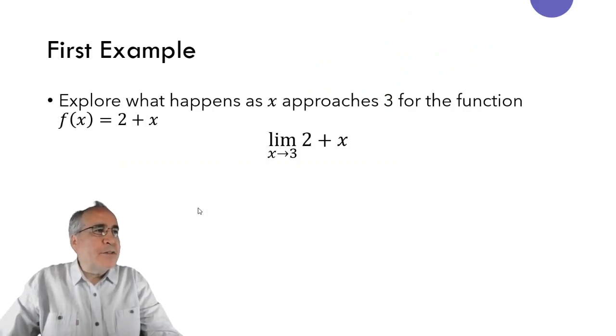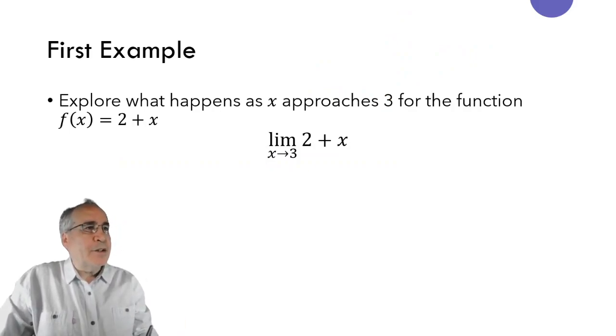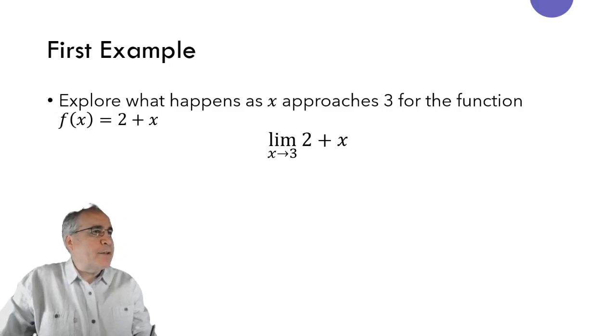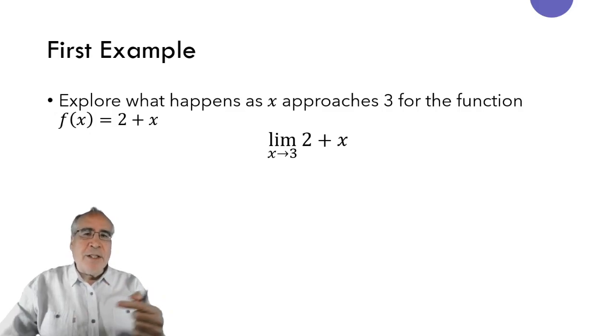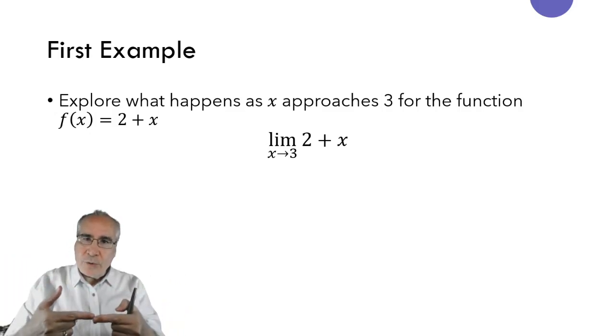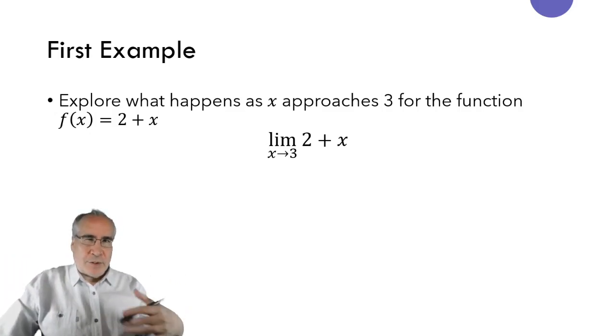So first of all, in this case, we're going to take a look at a linear function, 2 plus 1x. Remember, the slope is 1, the y-intercept would be 2. We want to know what happens as x gets close to 3. Now, we're not really thinking of what happens when x is 3. The limit is what happens as x gets close to 3. So this is a concept.